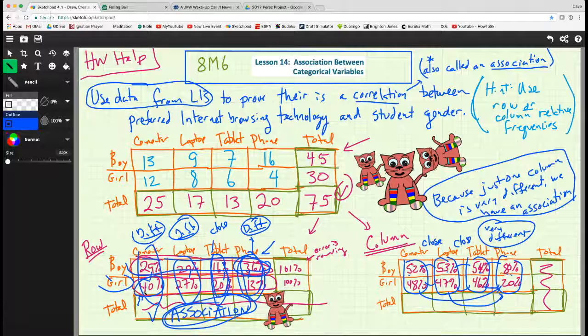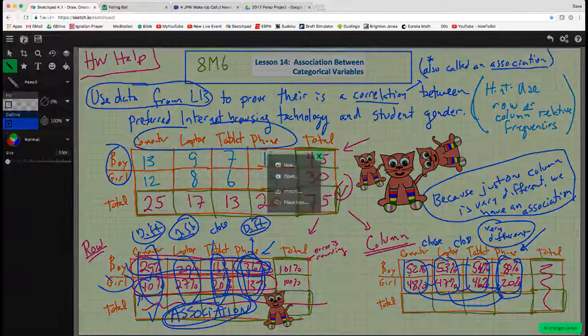Another way to say it is, phone usage is very prevalent among boys for their primary internet browsing, right? So while for the rest of the devices, it's more even. If you're looking at students that use tablets, students that use laptops, or students that use computers, it's about 50-50 on whether or not you choose a boy or a girl. But for phones, it's very different. Okay, so there is an association between the gender and your preferred browsing technology.